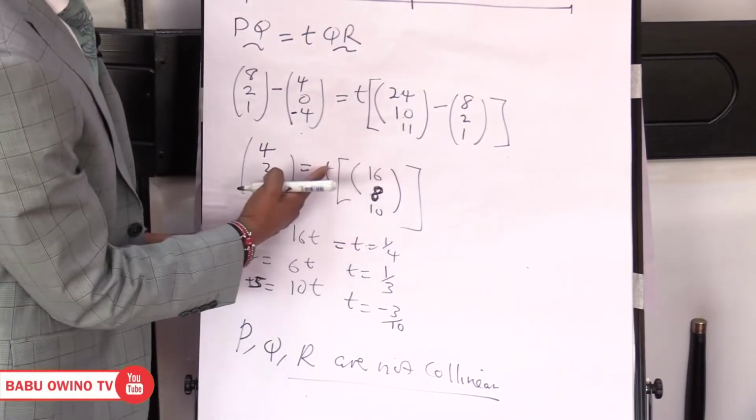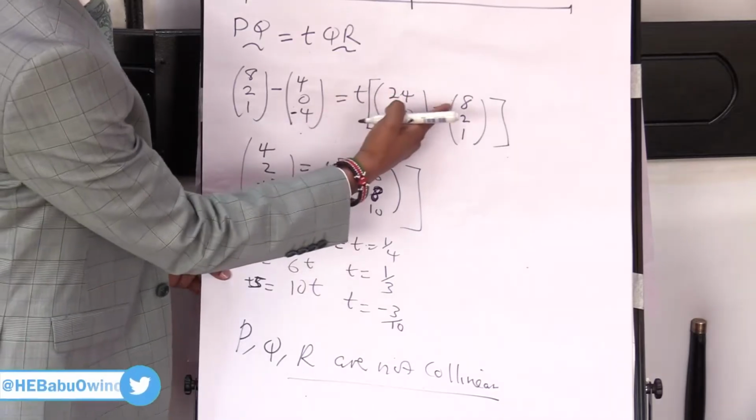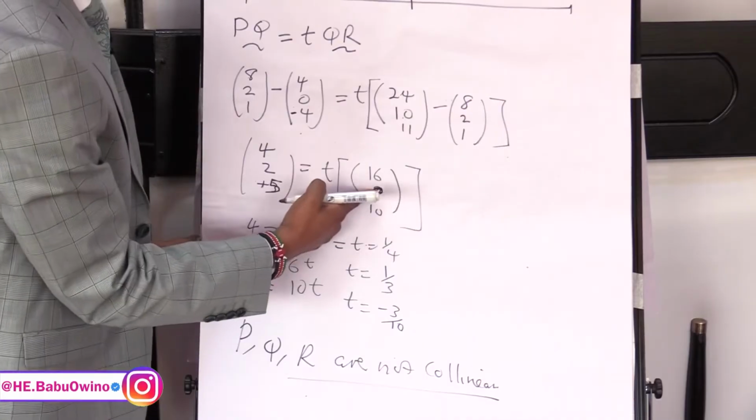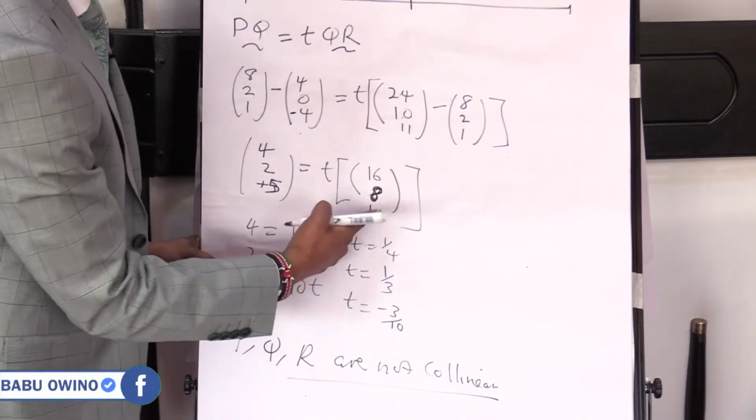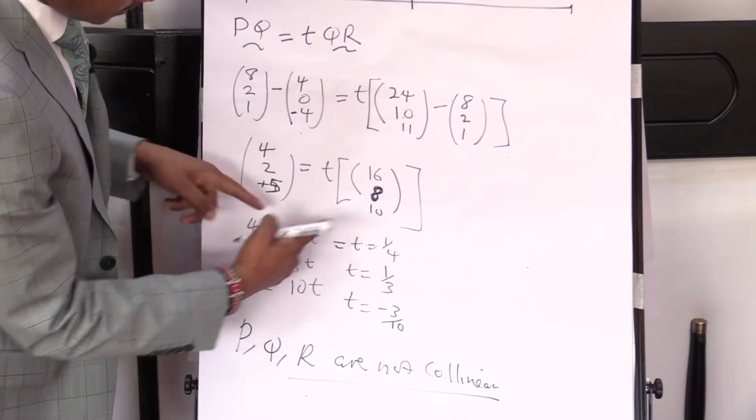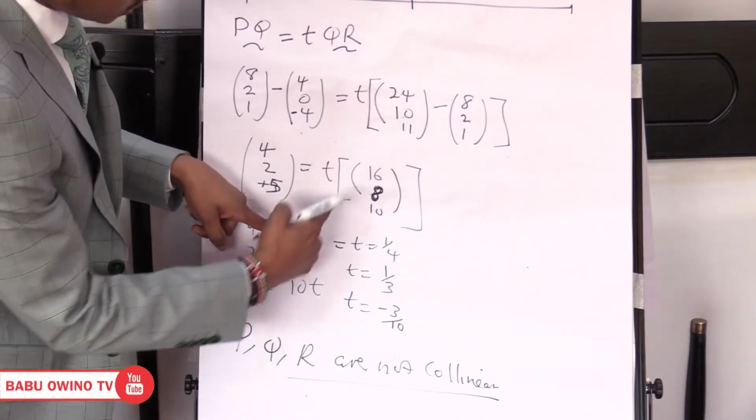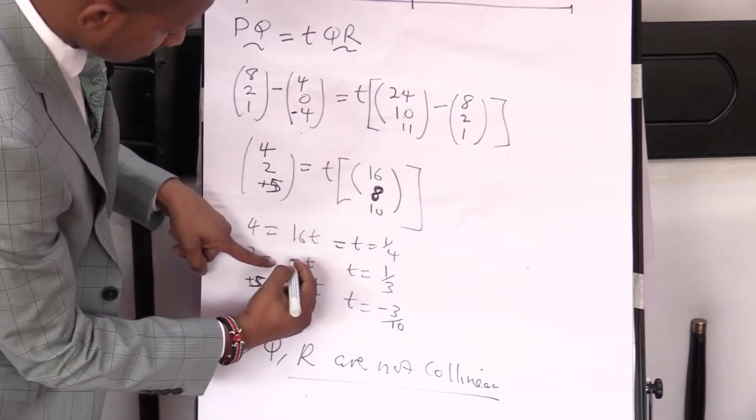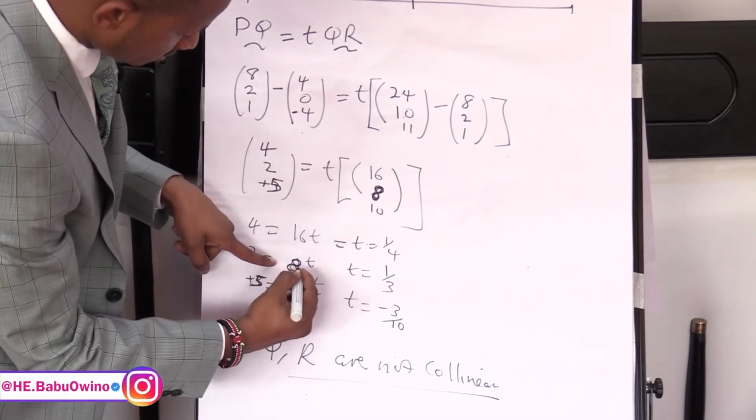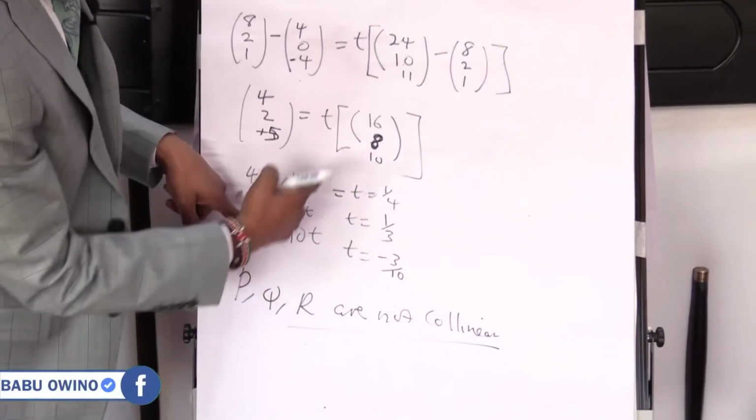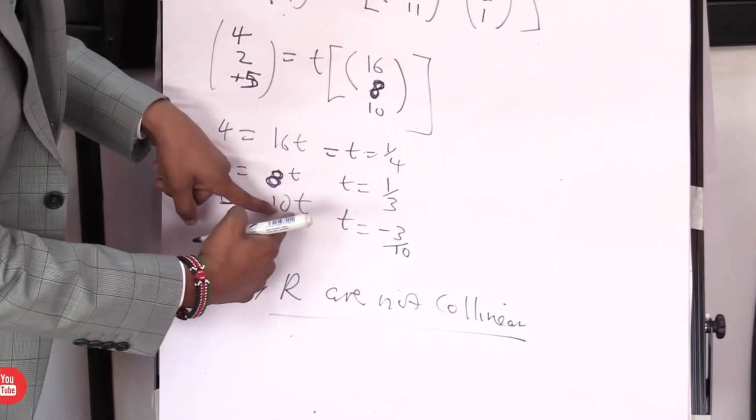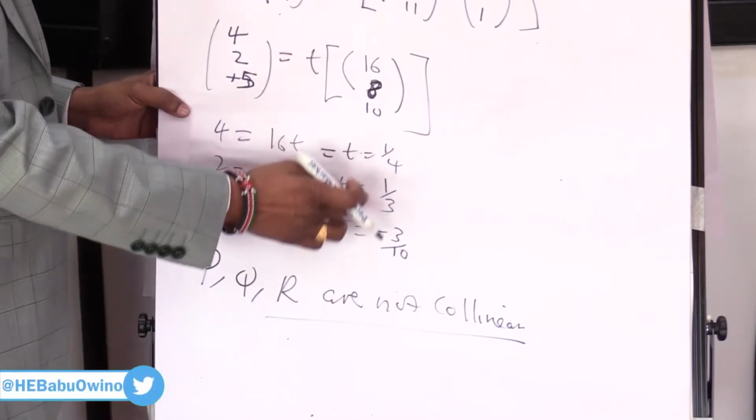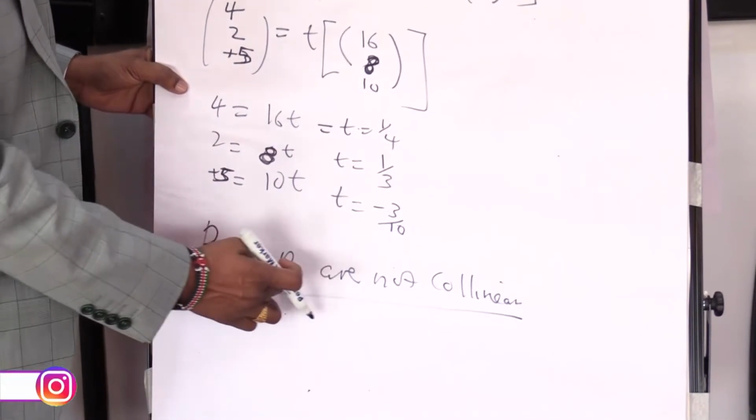Then here we have 16t. 24 minus 8 is 16. 10 minus 2 is 8. 11 minus 1 is 10. So this is 16t. You open up: 4 equals 16t, 2 equals 8t. 8, not 6. Be careful. Then here 5 equals 10t. Remember, if we got different values of t, suppose they were different, then you conclude that P, Q, R are not collinear.